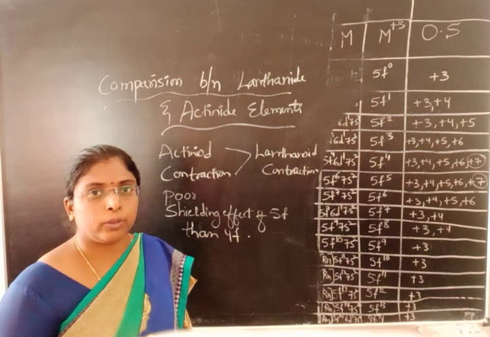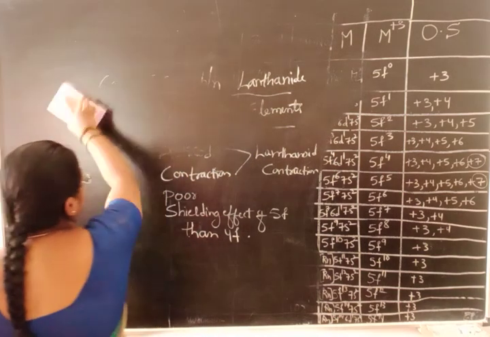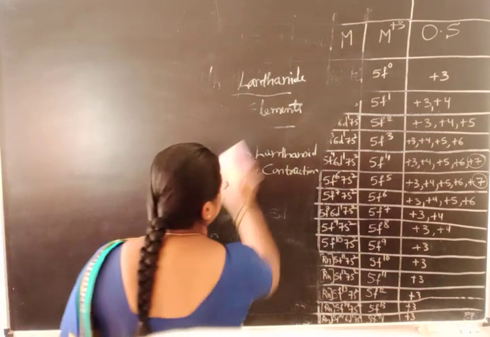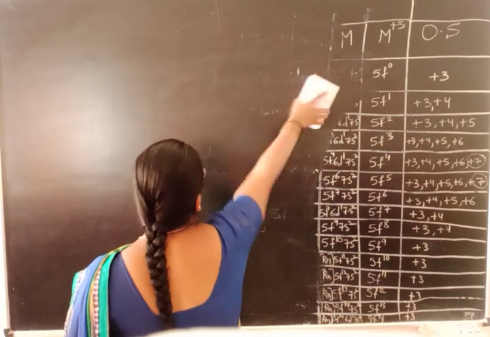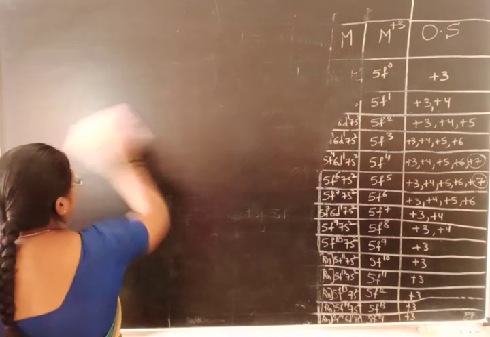In the exam for 2 marks, you will get the question: write any two differences between the actinides and the lanthanides. Many of the actinide elements are man-made elements, whereas lanthanide elements are naturally occurring in nature.